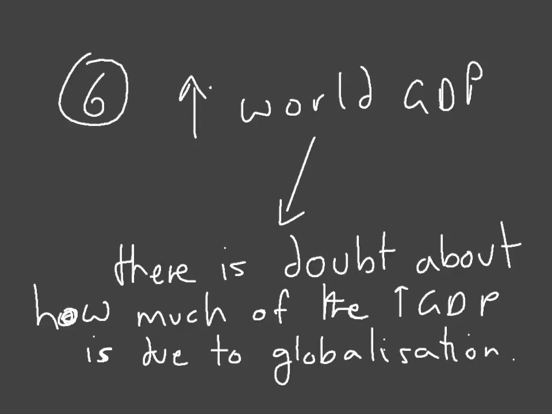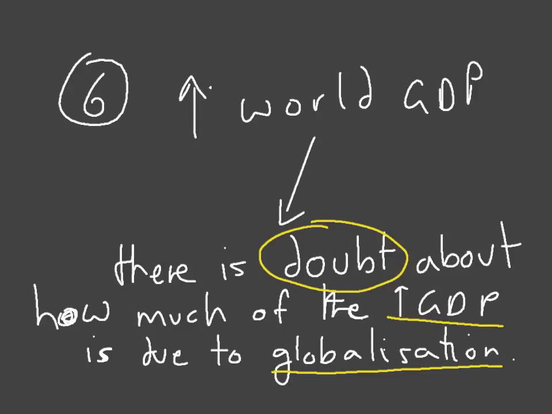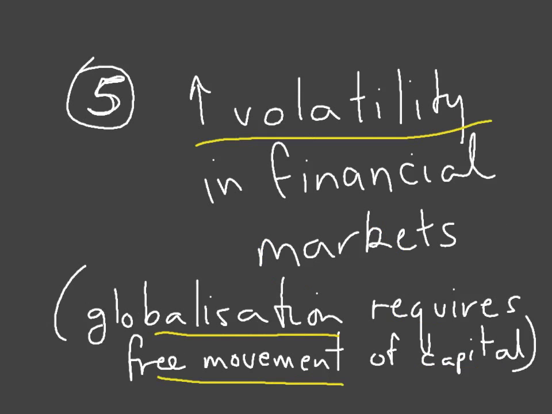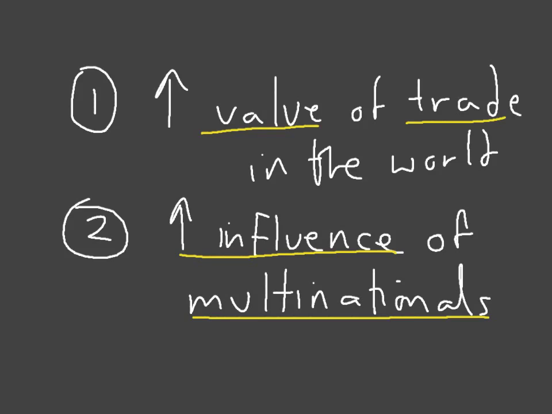And lastly, the sixth major characteristic of globalization is an increase in global GDP. Now, of course, global GDP could be going up for many reasons, and some people who do not really support globalization doubt whether the growth in global GDP is really due to globalization or other factors. But those who support and are in favor of globalization would definitely say that globalization has brought about an increase in global GDP.